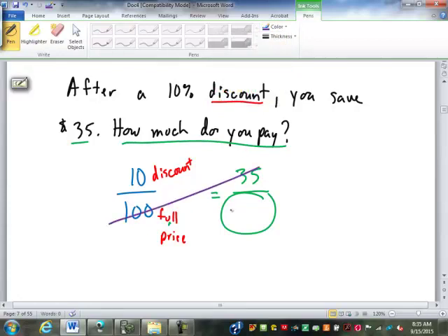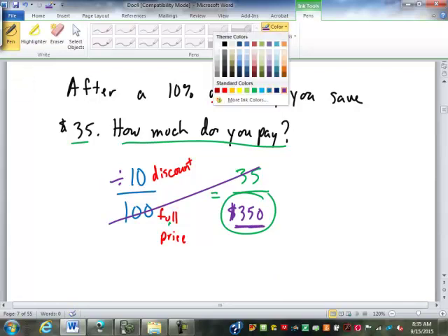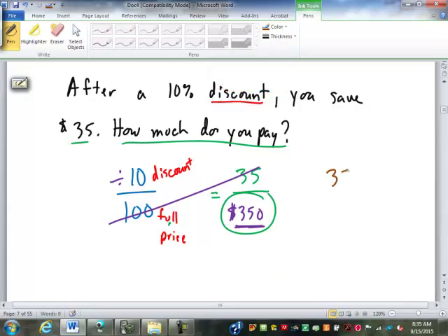We cross multiply and divide. 100 times 35 divided by 10 is $350. But as we said, that's not the number we want. But can we use that to find the number we want? There you go. Yeah, $350 is the full price. We're going to subtract the discount from that. So we're going to subtract the $35 to get $315.